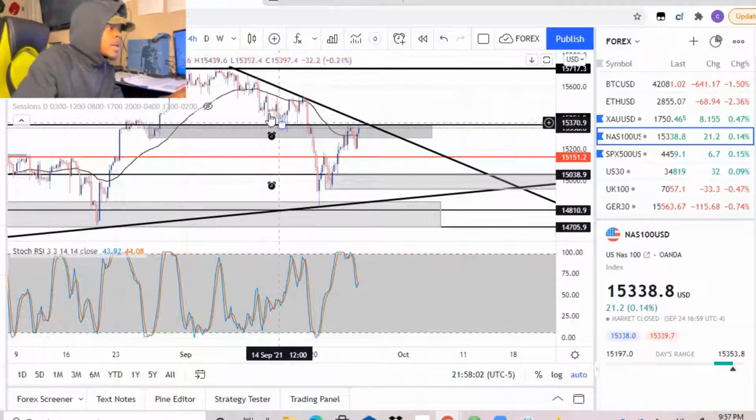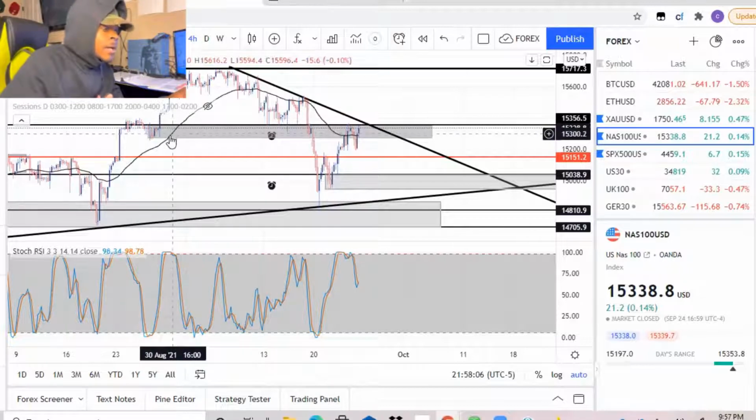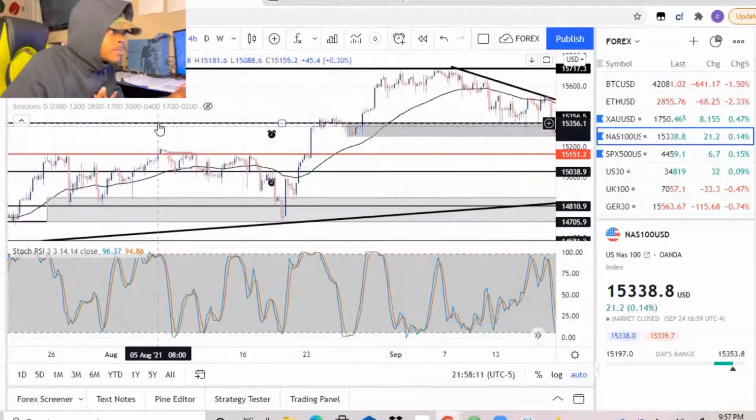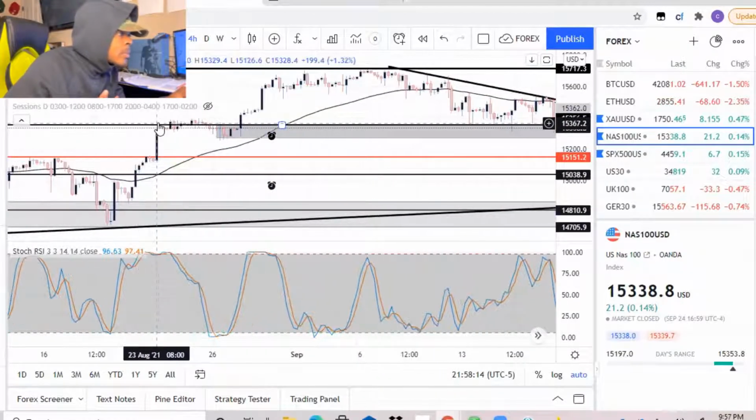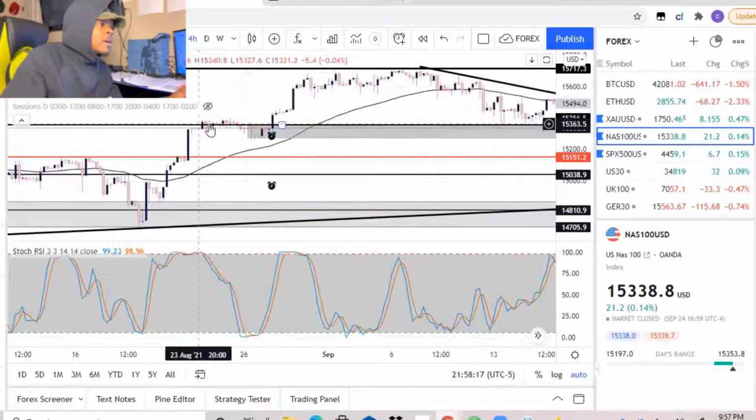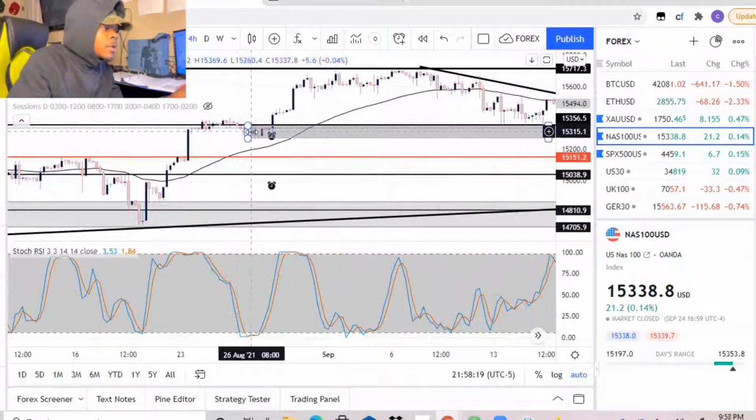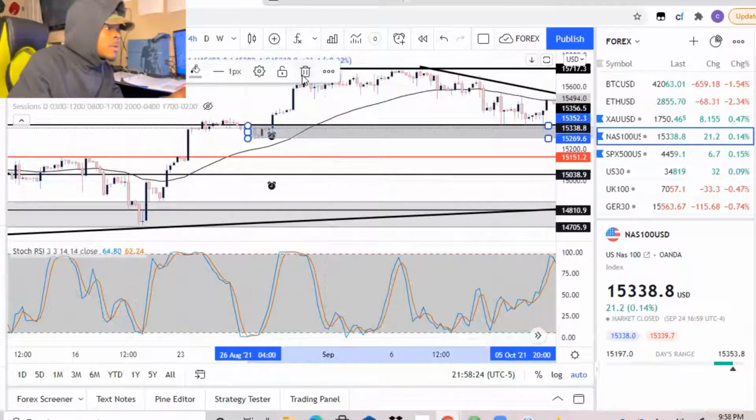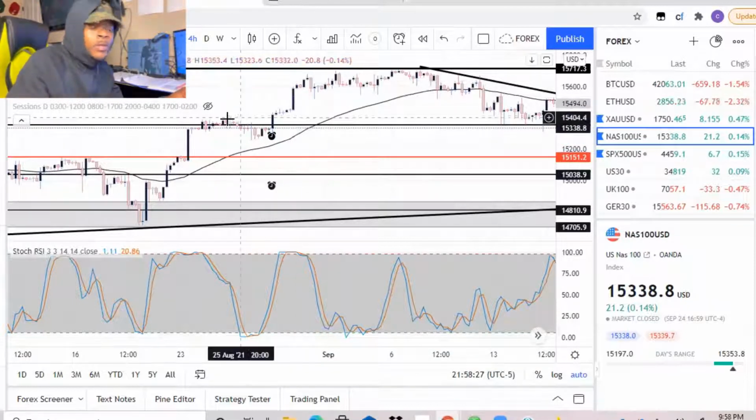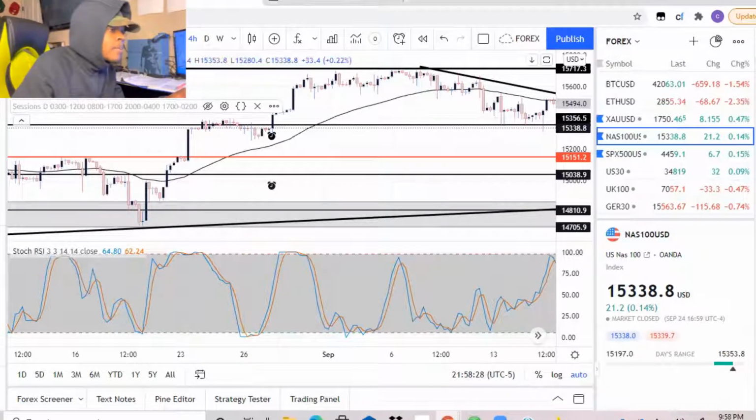As I said, it came back, retouched my demand area, and I marked up my demand because this is where buyers took control. Let's look at it. We got a very small movement right here, right? We got a small movement, and I'm gonna actually get rid of it. So I'm gonna get rid of my demand. I'm gonna just mark it up and show you guys how I mark it up.